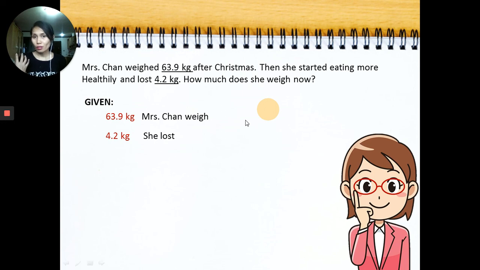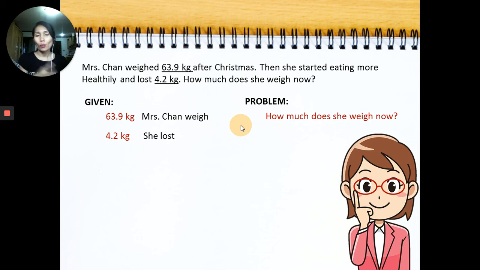She lost. Okay, so what is the problem? How much does she weigh now? So what do you think is the problem? Are we looking for a greater number or a smaller number? Do you think we will add her weight and the weight she lost, or we will minus? We are looking for her weight now.